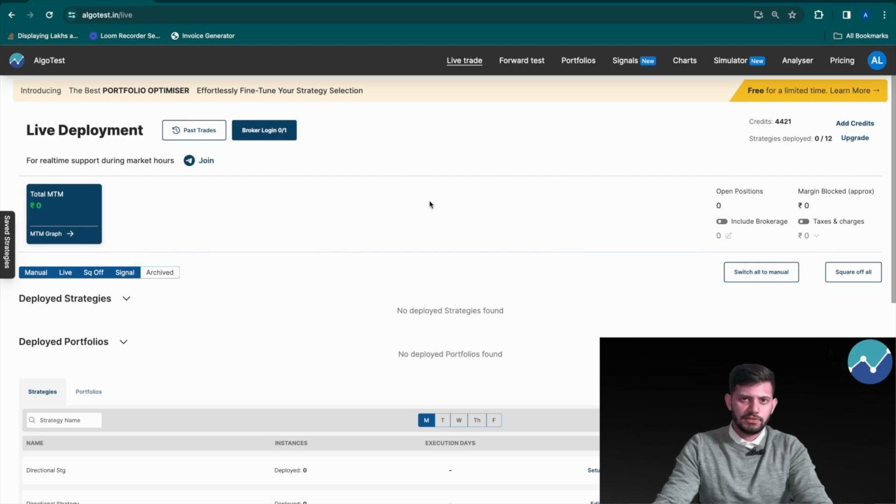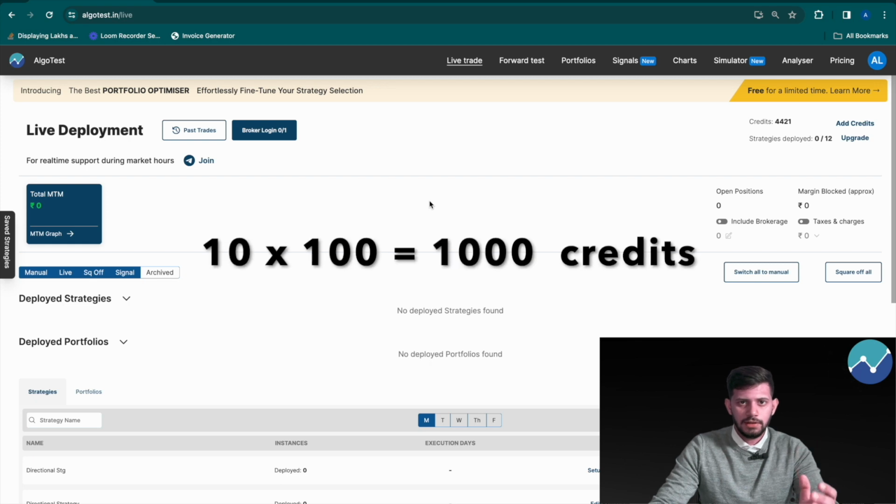Now, taking my previous example, if I have 10 strategies in my portfolio and I'm deploying a different number of strategies on different days, but on Thursday is when I'm deploying all 10, I will need 10 into 100, which is 1,000 credits to be able to trade all my strategies.